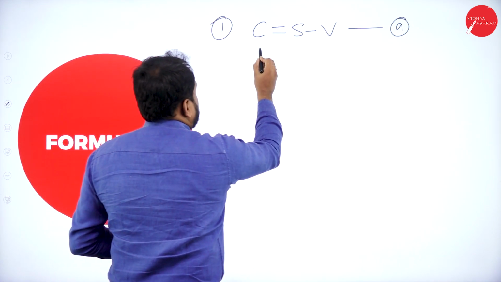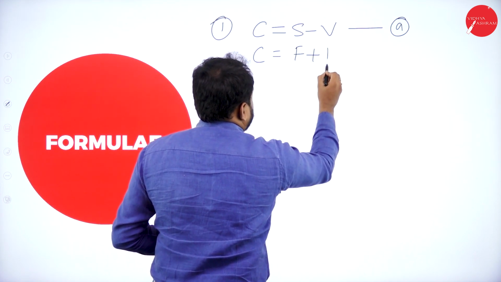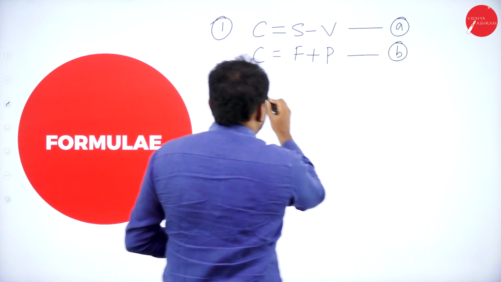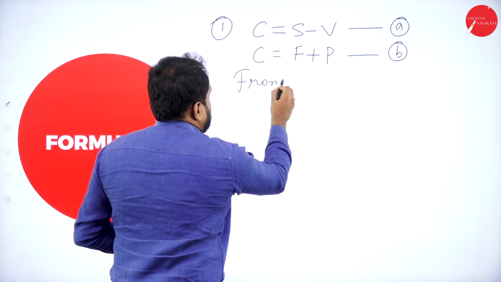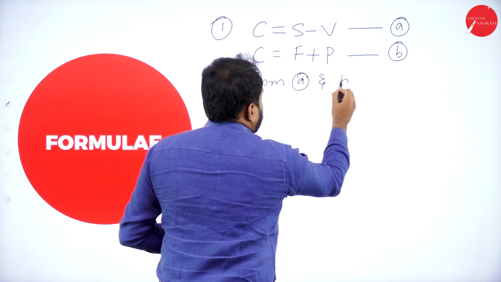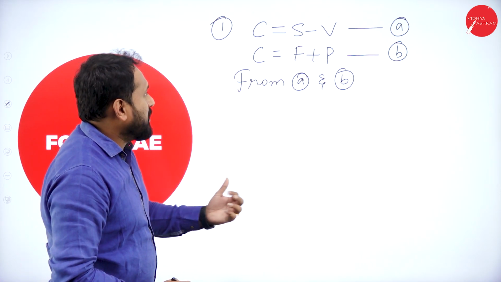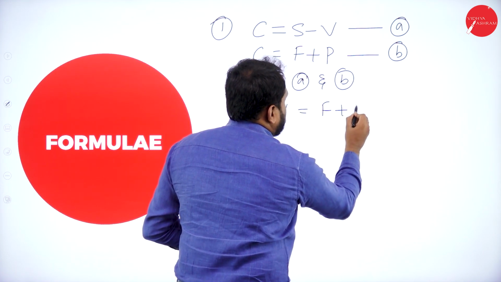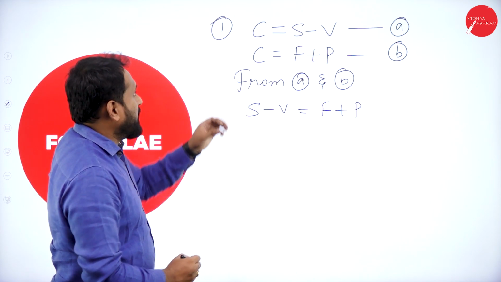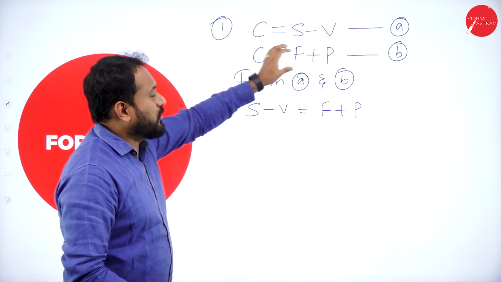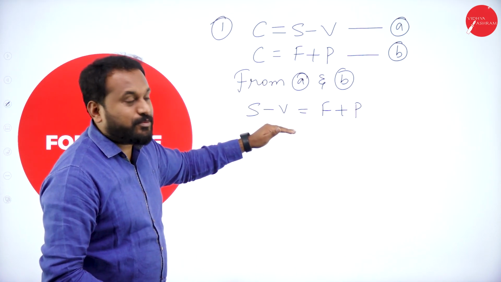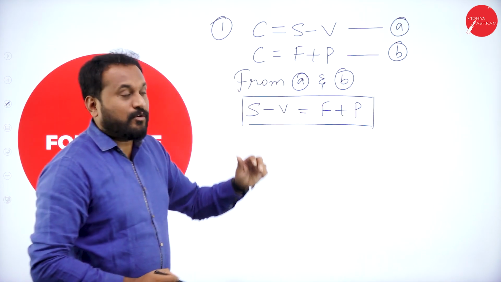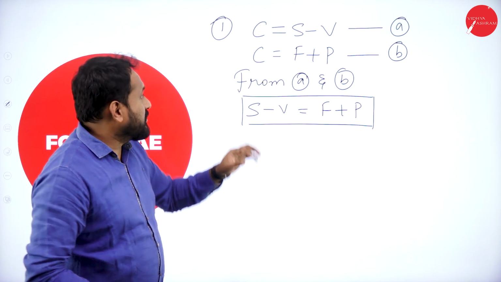Now there is a second one. C is equal to F plus P, that is fixed cost plus profit. Denote this as B. Now from A and B, we can actually make one more formula. That is sales minus variable cost is equal to fixed cost plus profit. When C is equal to S minus V, and C is equal to F plus P, then S minus V is equal to F plus P. This is our formula. So within 2 formulas, we got one more, 3 totally. So this is one package.